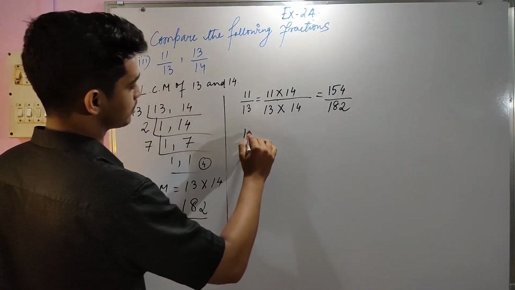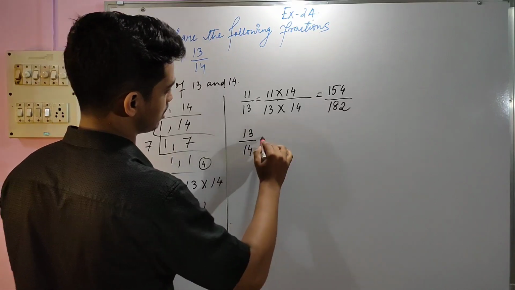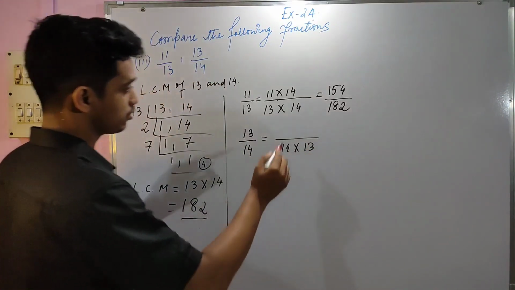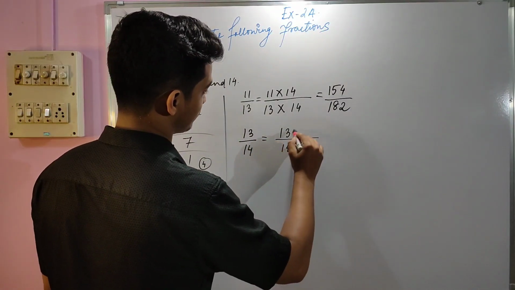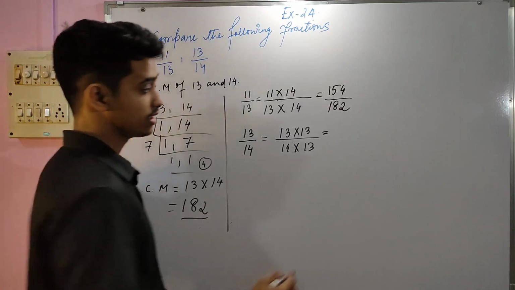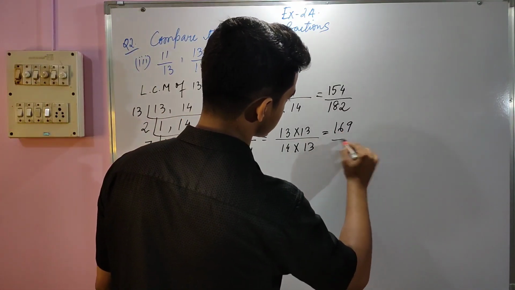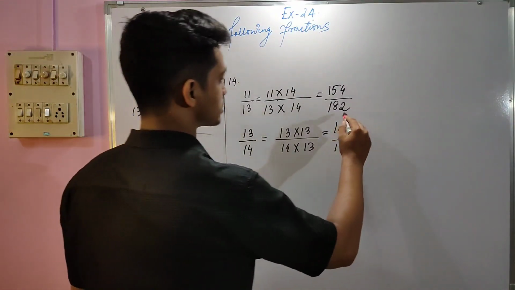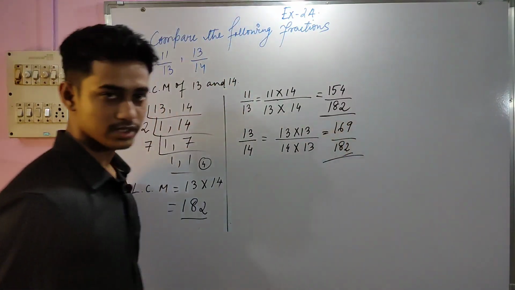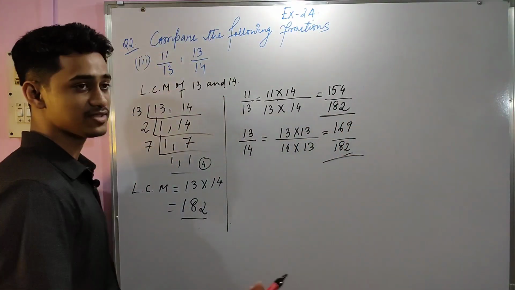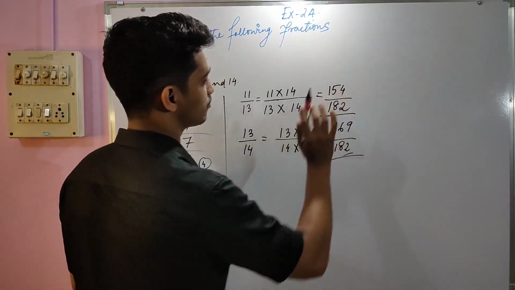And then 13 by 14 is there. Again we have to do the same process, that is 14 into 13 to get 182 as our result, and 13 into 13. So 13 square, basically 13 into 13 is 169. So 169 by 182. So these two fractions are now like fractions, and we can simply compare these two fractions. So clearly we have seen that 169 is greater than 154.